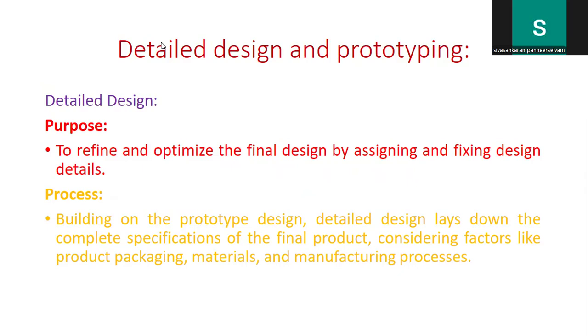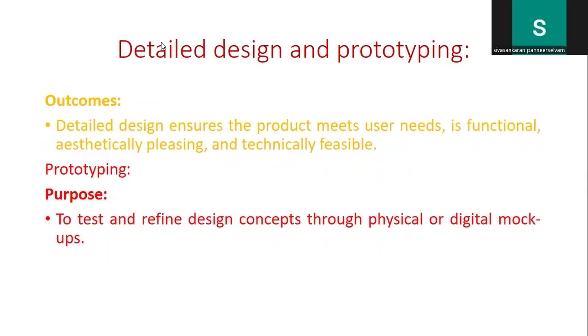Next one is, what is the process involved in the detailed design? Building a prototype which completely tells about the specifications of the final product, considering various factors like product packaging, materials, and manufacturing process. So this comes under the detailed design stage. What are the outcomes? The detailed design ensures whether the product meets the user needs or not in terms of functionality, working principle, and the aesthetic appeal, and also technically whether it is viable or not.